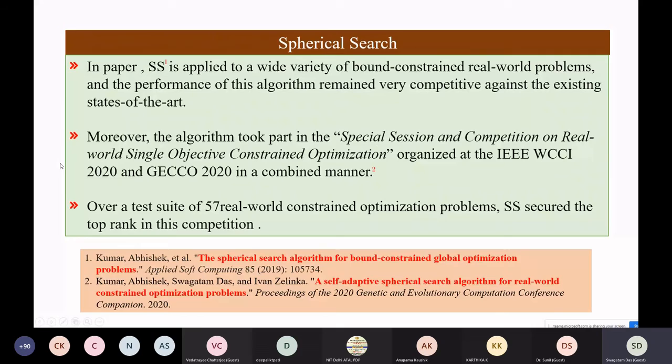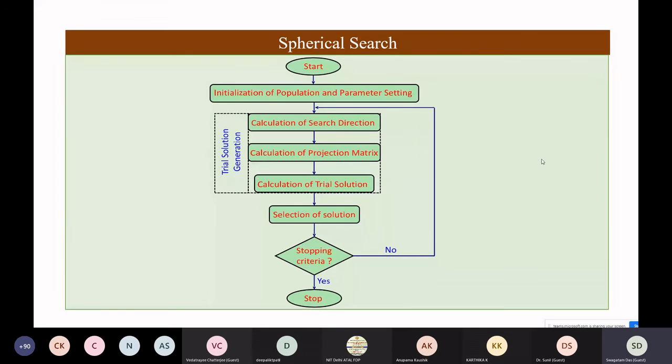WCCI stands for the World Congress on Computational Intelligence, and GECCO is also very prestigious, the Genetic and Evolutionary Computation Conference. So the algorithm took part in these two competitions before we announced it to the rest of the world, and over a set of 57 real-world constraint optimization problems, SS secured the top rank in this competition. So this is the framework of SS. This is SS in a nutshell.